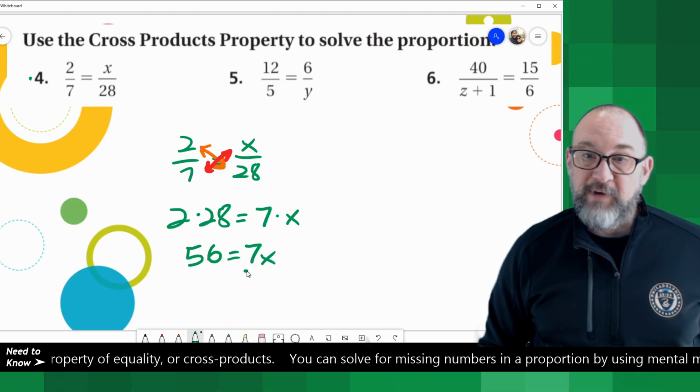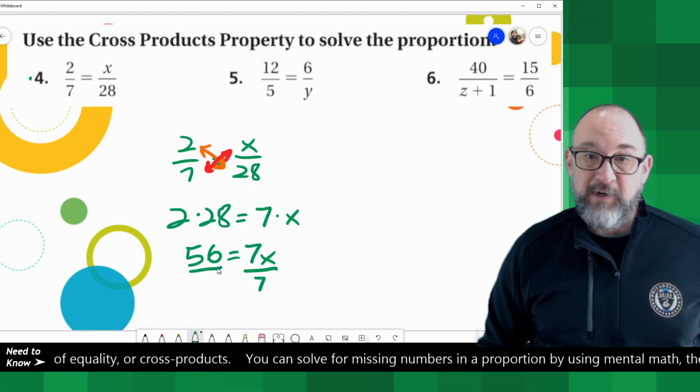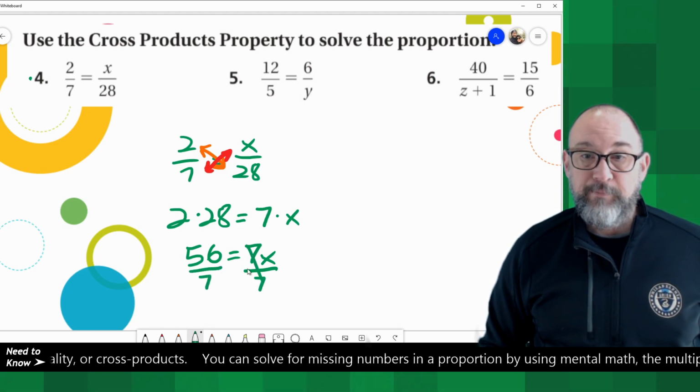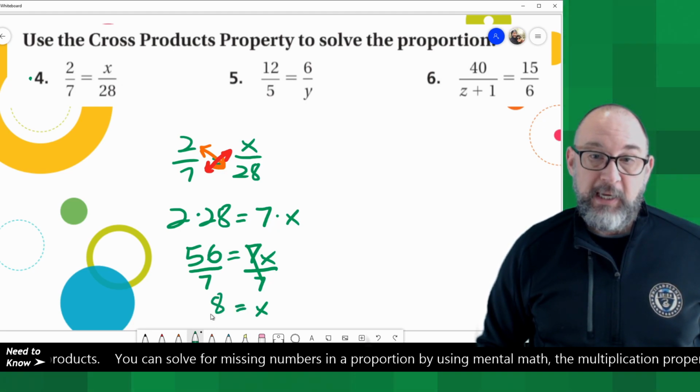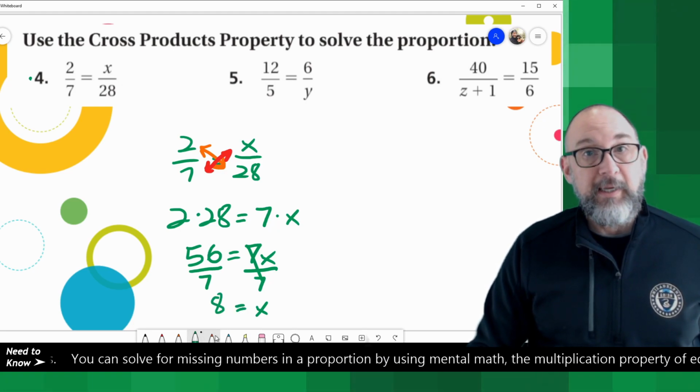Now, to find the value of x, I divide by 7, and if I do that on the left, I have to do that on the right. Here I get x, and 56 divided by 7 is 8. So the value of x is 8.